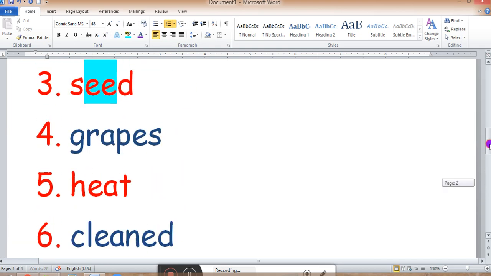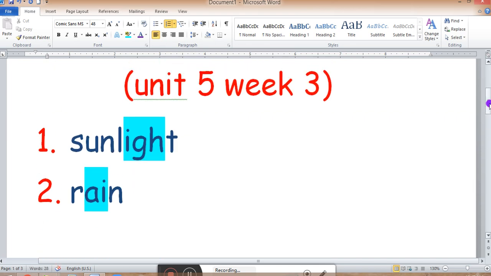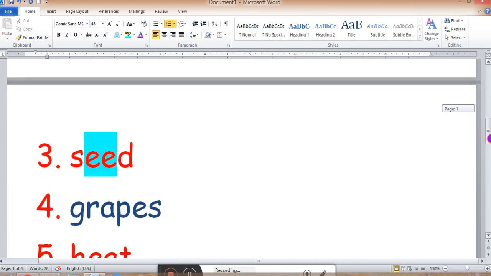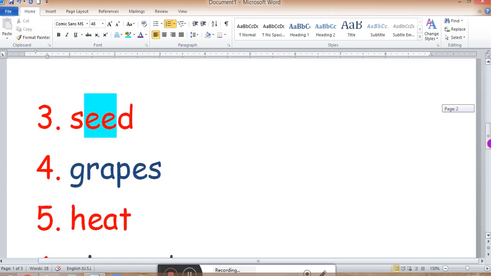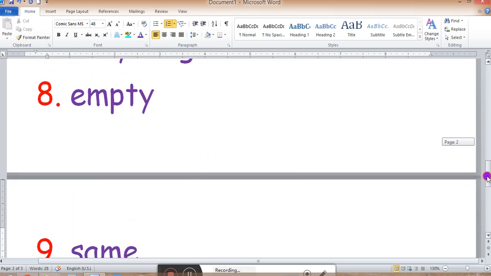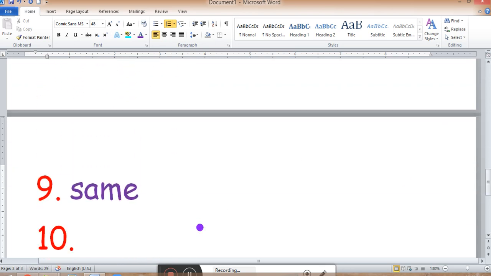I forgot one word. Let me figure out which one. We said sunlight. Rain. Yes. Seed. Grapes. Heat. Sky. I forgot the word sky. What can you see in the sky? Birds. Airplanes. What else? Sometimes clouds. Sun. You can see stars at night, right? Sky.